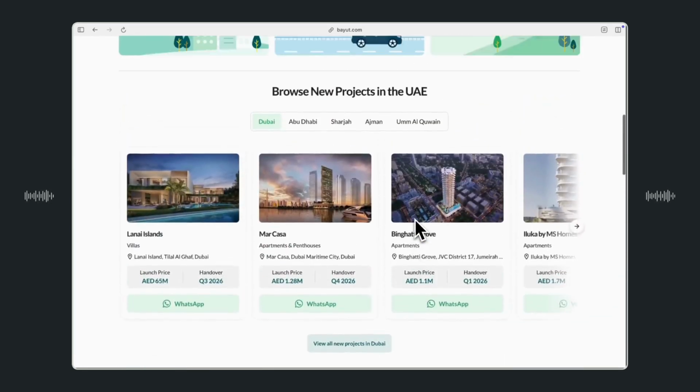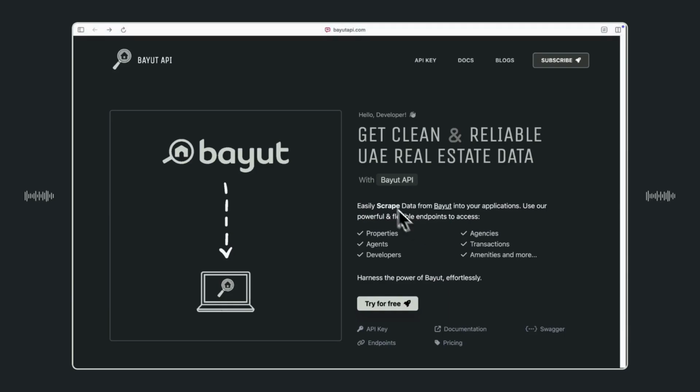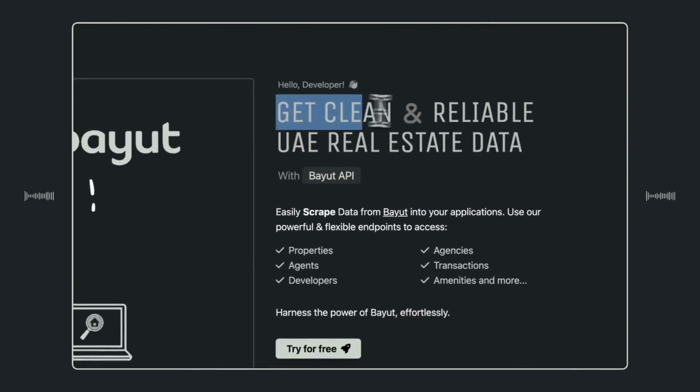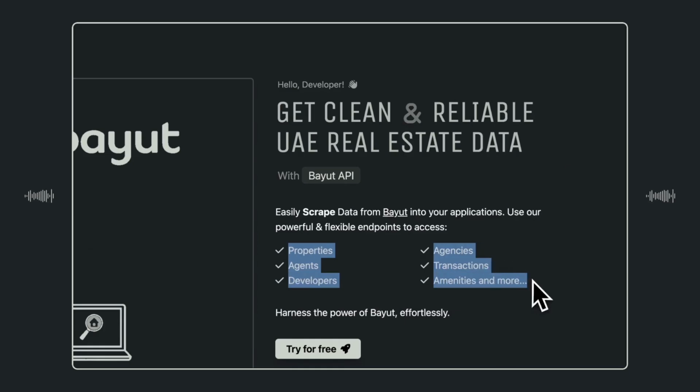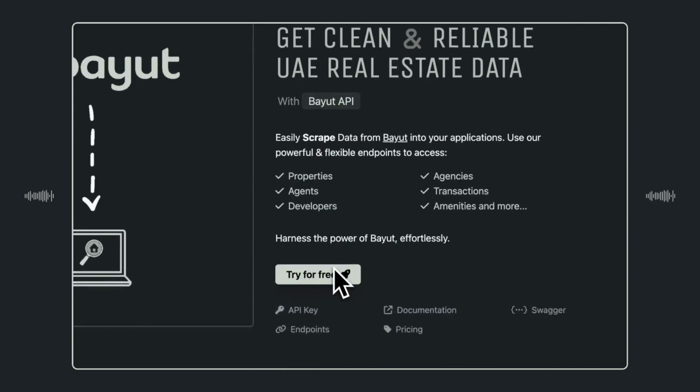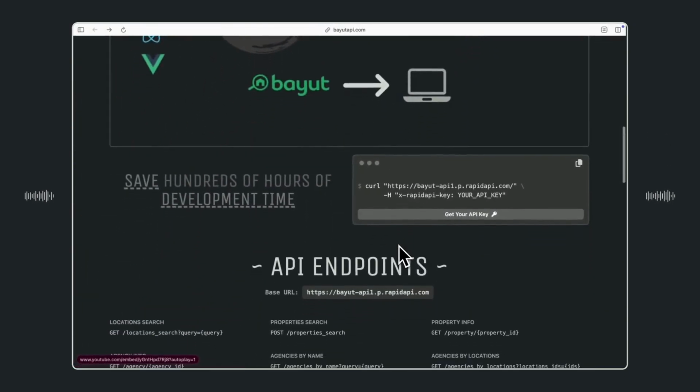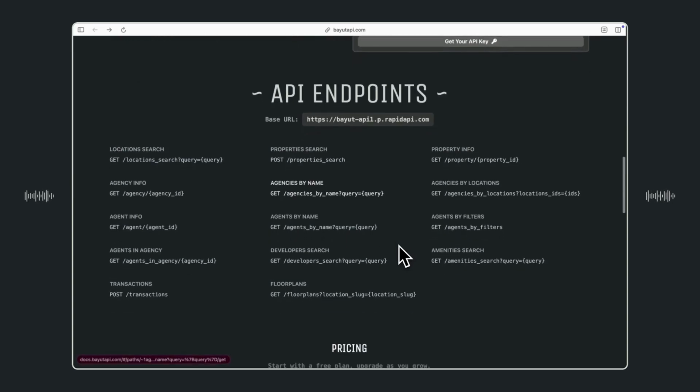those glossy listings. That's where the Bayut API comes in. And it's not just a data source, it's more like a precision instrument for excavating invaluable intelligence from this huge ocean of UAE real estate info. Think of it as your ultimate market intelligence platform, a digital key unlocking mountains of structured data about properties, agencies, agents, even market transactions across the Emirates.